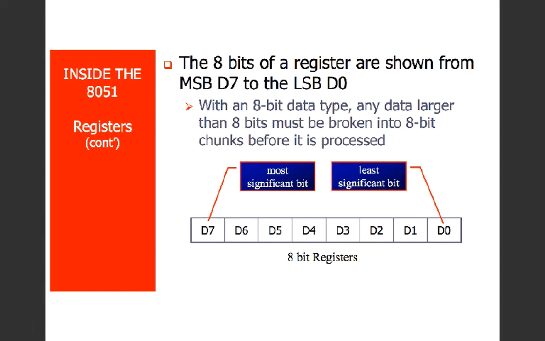MSB means most significant bit. LSB means least significant bit. The most significant bit is D7 on the leftmost side of the register. The least significant bit is D0 on the rightmost side of the register. The 8-bit register has D0, D1, D2, D3, D4, D5, D6, and D7.